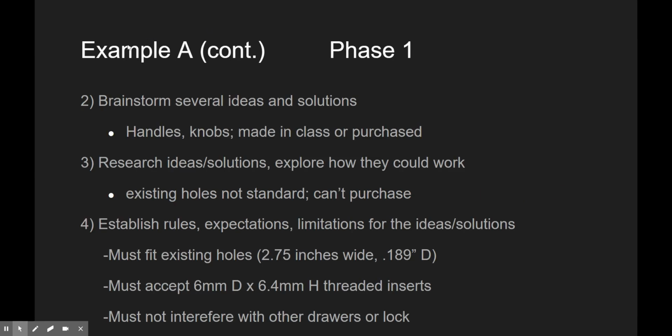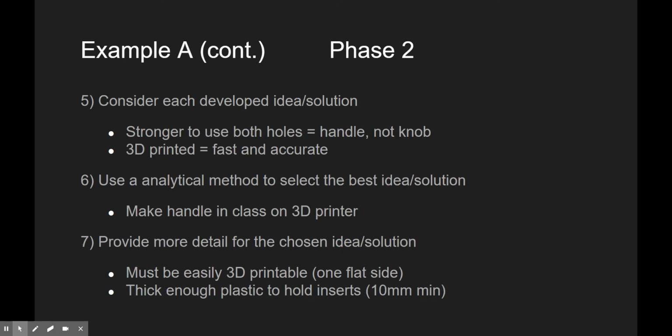Here are some examples of steps 2, 3, and 4, or the first phase. So they brainstormed ideas, they researched some of the solutions. I gave them some additional constraints on some of the dimensions. They looked at the different solutions. They even looked at store-bought versus made solutions. They used an analytical method to select the best solution.